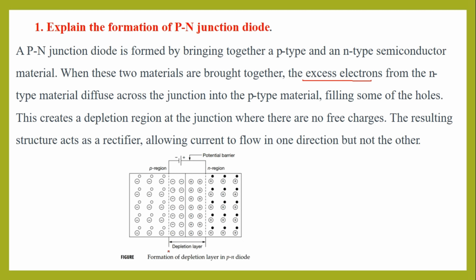So here we can see, from here to here, this is the depletion region at the junction where there are no free charges. The resulting structure acts as a rectifier. This allows the current to flow in only one direction but not the other way.